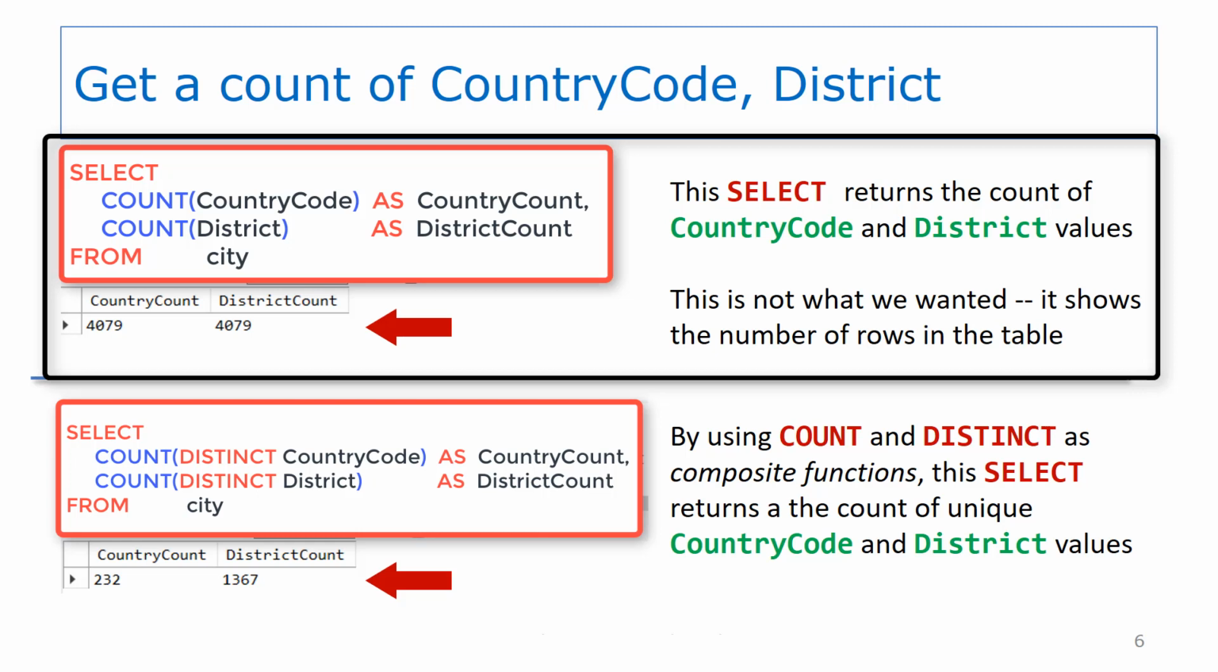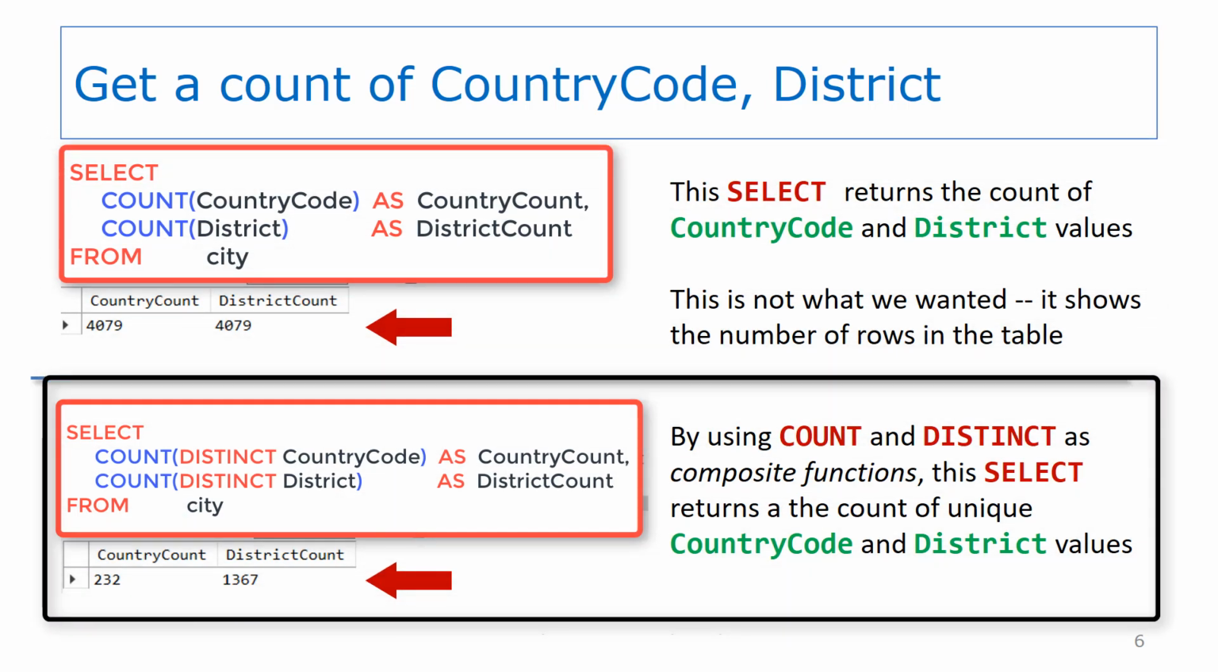To get the count of unique country code and district values, we can use the select statement shown in the bottom half. In this select, the DISTINCT function is embedded within the count function. Keep in mind, when you have embedded or composite functions, the function is evaluated from the inside out. That means that the DISTINCT part is processed first, then the count function is applied to the results of the DISTINCT. So in this example, the count with DISTINCT for the country code first gets all of the unique country code values in the city table.